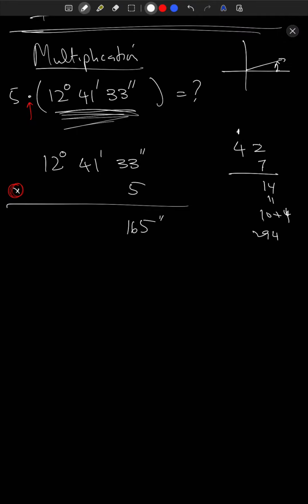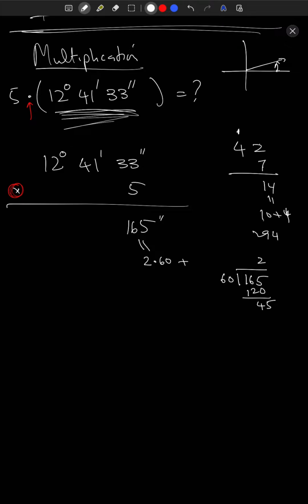We want our seconds to be expressed in terms that are less than 60. So we convert this to something less than 60 by, for example, dividing by 60. If I divide this by 60, I'm going to get 2. So this is going to be 2 times 60, and then plus the remainder. Let me actually just do the division here: 165 divided by 60. So we got 2 here, 120, and we're left with 45.